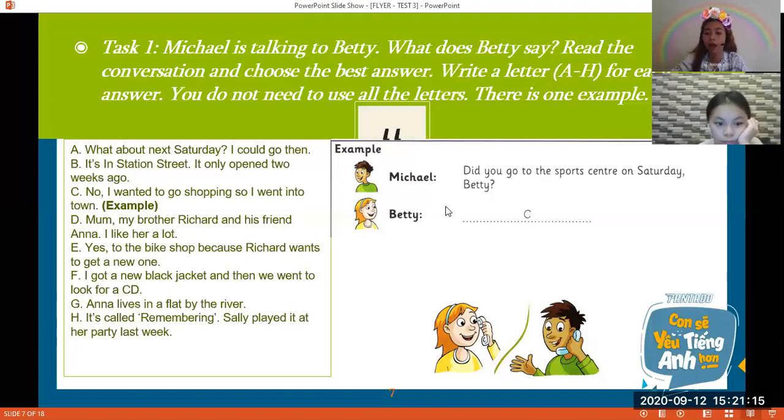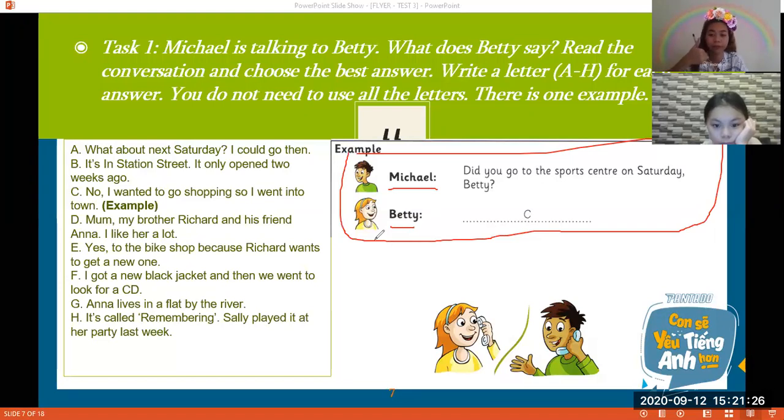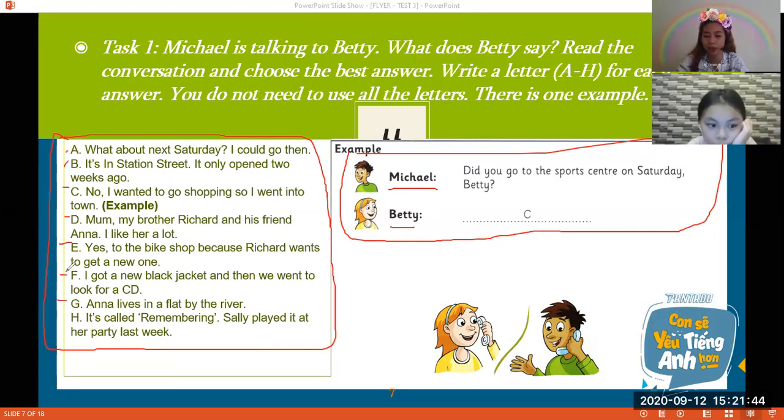Okay, I will say it to you again. You will read conversations like this, between Michael and Betty, on the next page. And you are going to choose your answers here. We have A, B, C, D, E, F, G, and letter H. So you will choose the best answer for the conversation. Example, let's read the example.